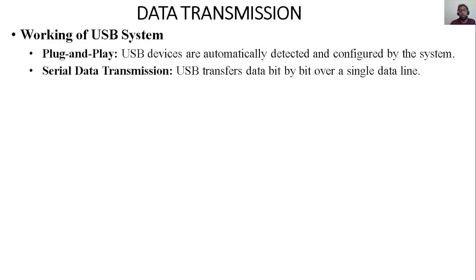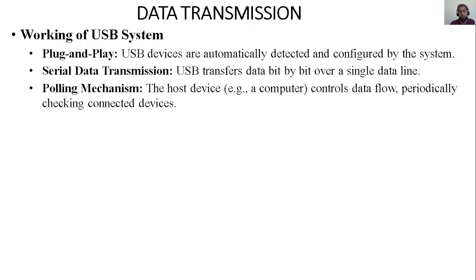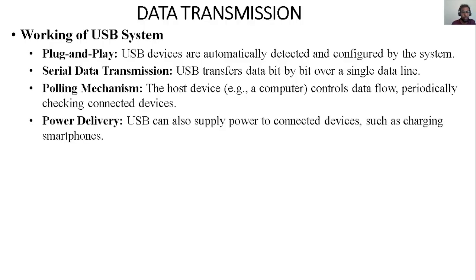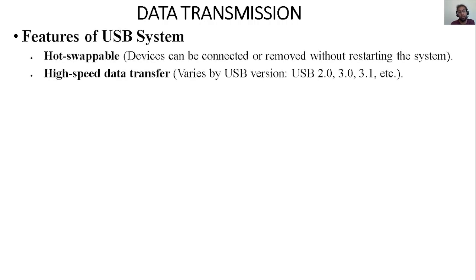Working of USB: its working is plug and play. You just plug it in and you start working with it. USB transfers data bit by bit, it is a serial transmission with a polling mechanism. The host device controls data flow periodically, checking connected devices. Power delivery: USB also supplies power. You do charging via USB cables. Features of USB: hot swappable. Swappable means devices can be connected or removed without restarting the system. This is called hot swappable. Some devices require a restart to connect to a computer.